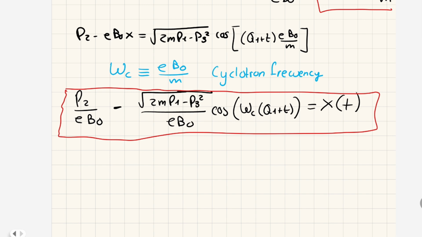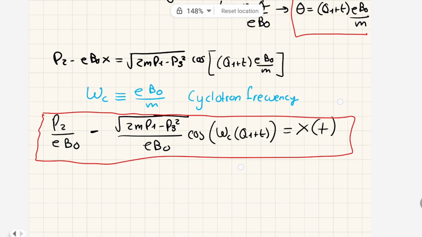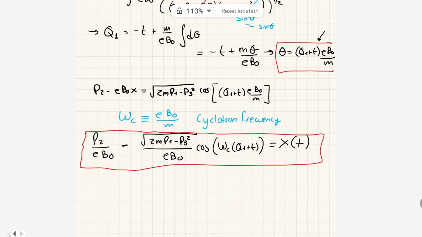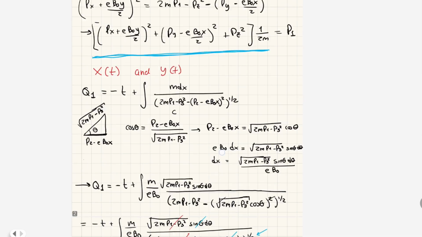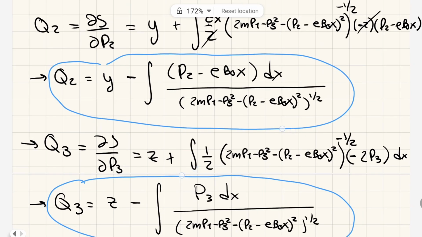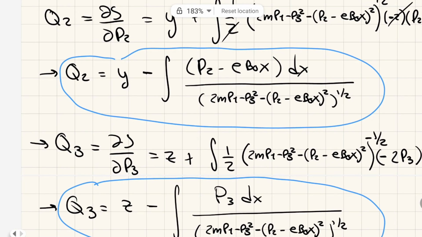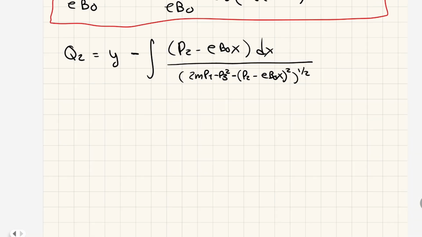So this is the first important result by now. What we want to do now is to find out the same thing but for y, right? To do that, we are going to remember this second integral for q2. We are going to copy and paste it in a different page. Okay, there it is. So we need to solve this integral.